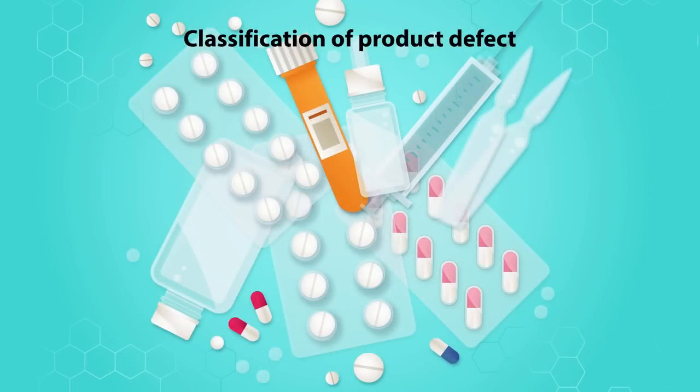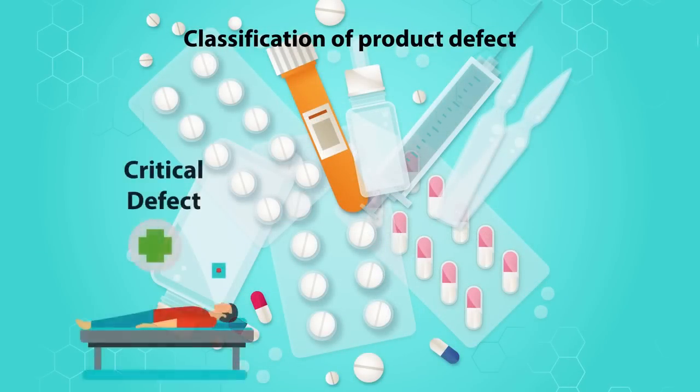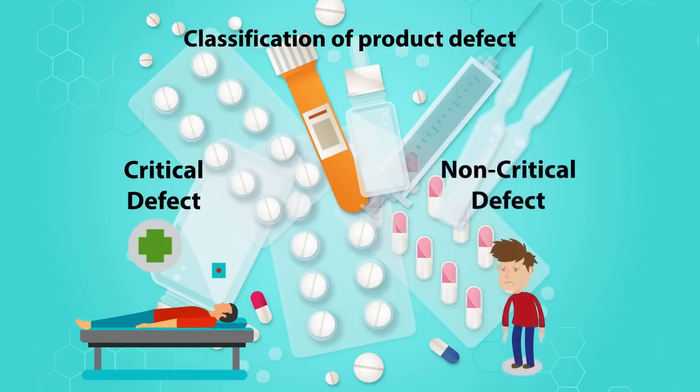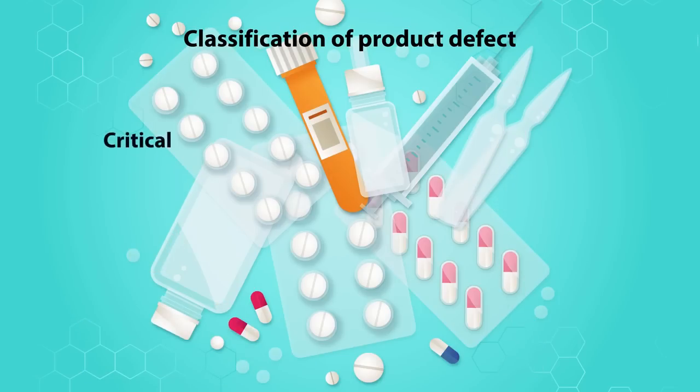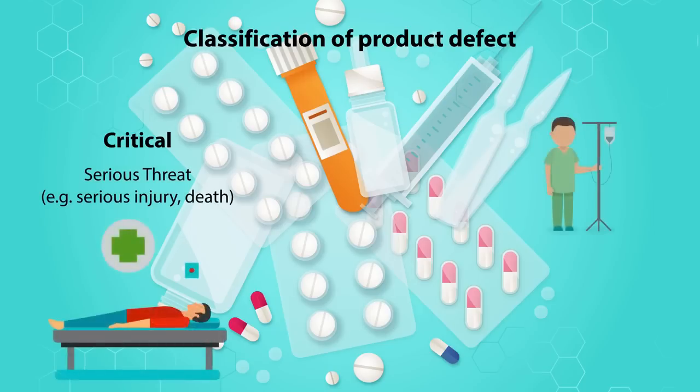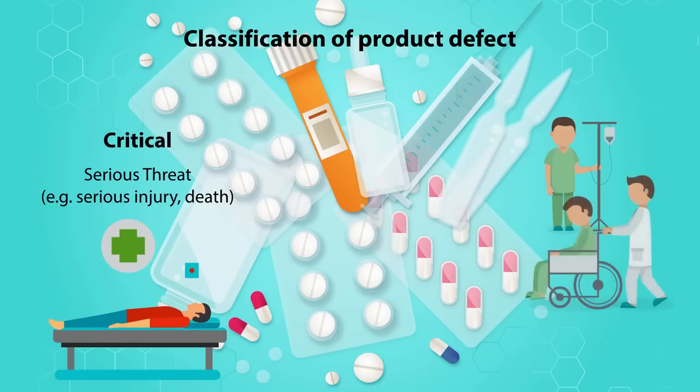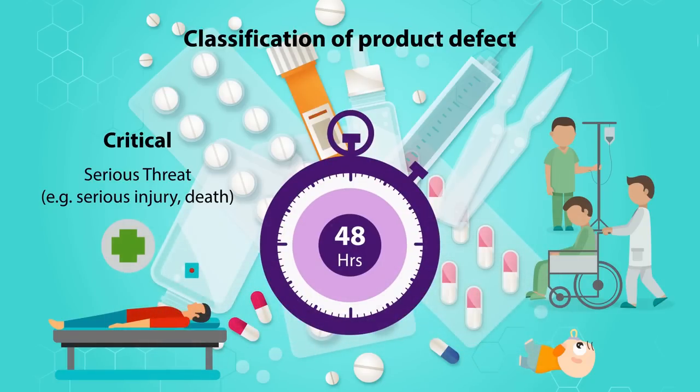Following the impact assessment, determine if the defect is classified as a critical or non-critical defect and report it to HSA based on the stipulated timelines. The defect may be classified as critical or non-critical according to its potential impact to public health and the risk posed to the intended user. A critical defect is one that may lead to death or serious injury, such as hospitalization, disability, or birth defects. A critical defect must be reported to HSA within 48 hours from the time your company is aware of it.